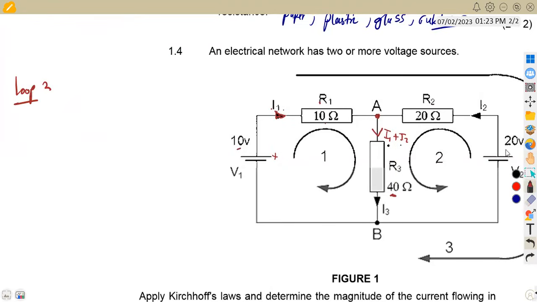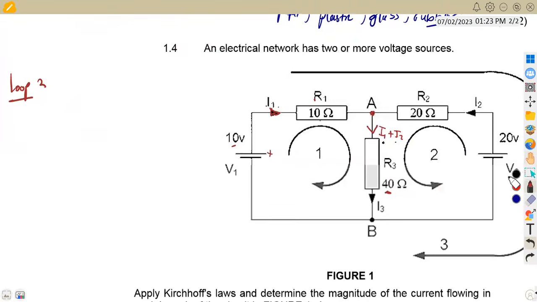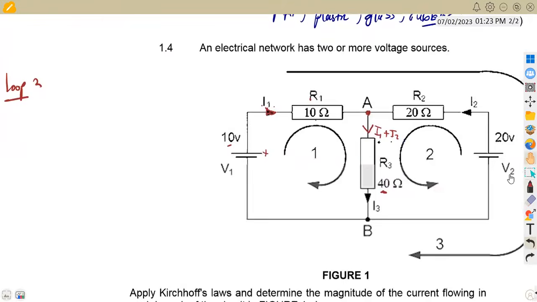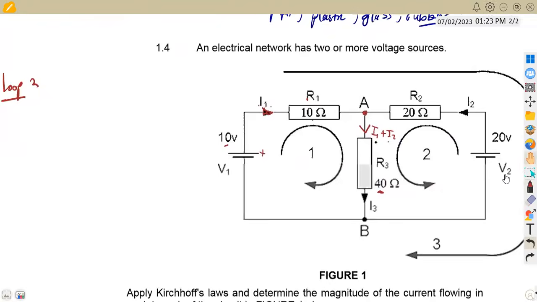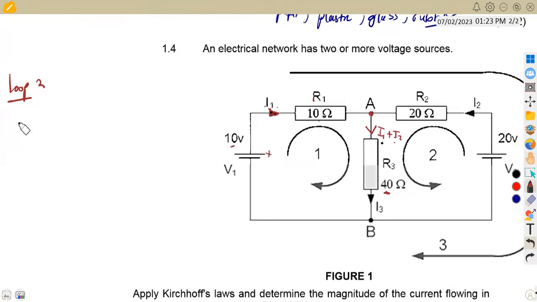From loop number 2, we have the voltage, which is the supply. It's V2 in this case. So V2 is our supply. We are going to have V2 equal to the sum of the voltage drops working in this direction. So this is going to be I2 times R2 plus I3 times R3.